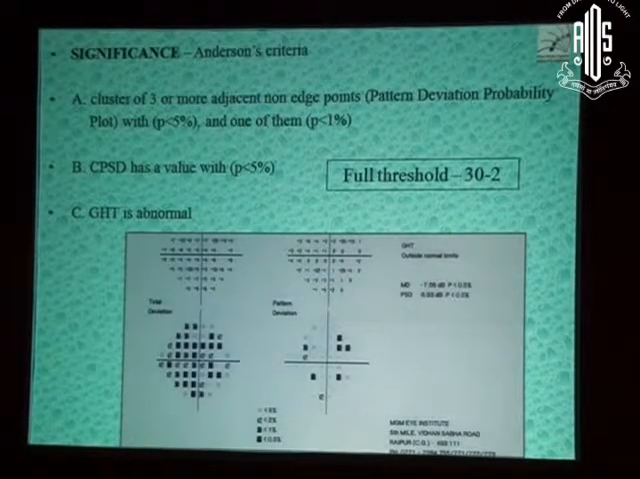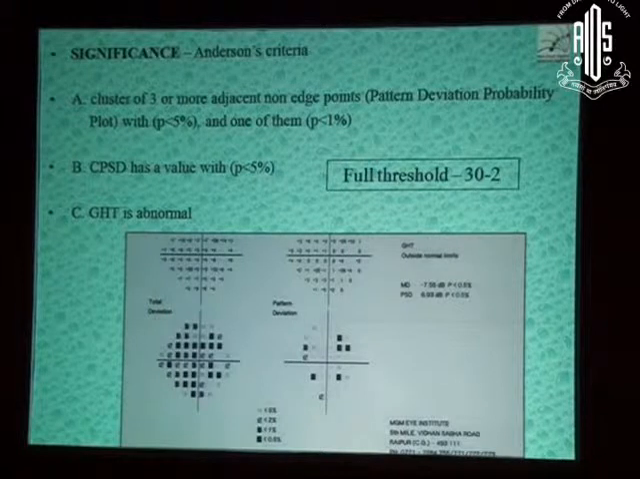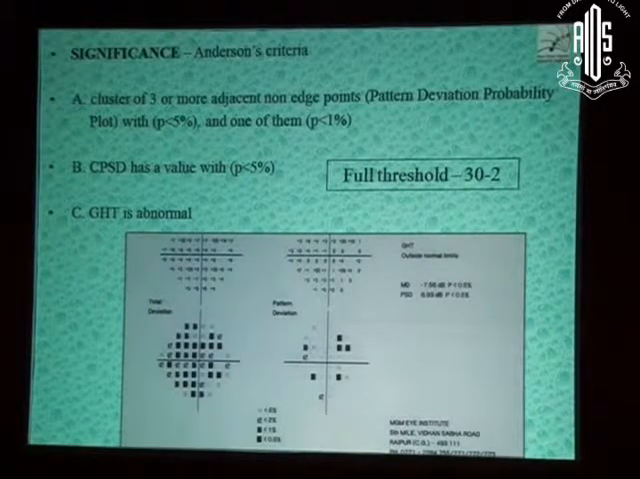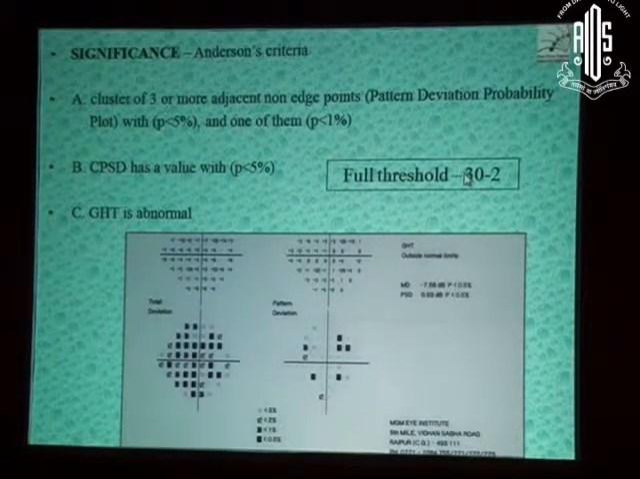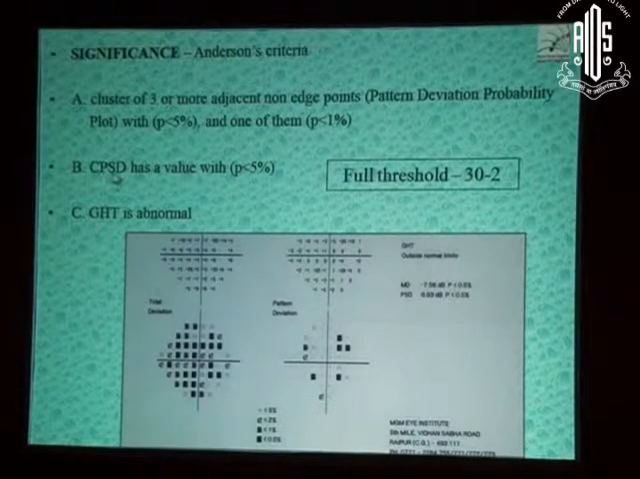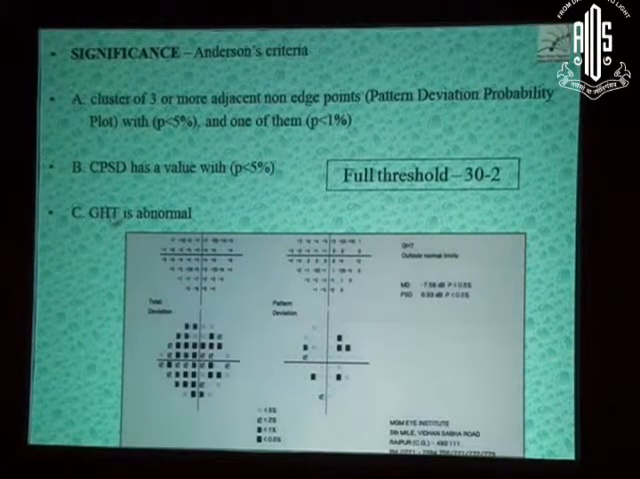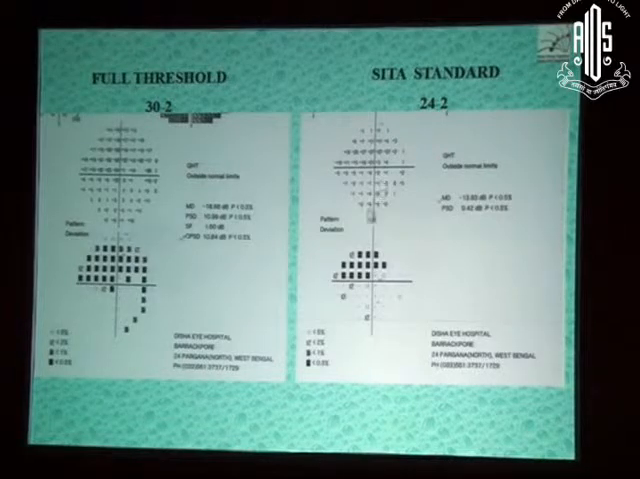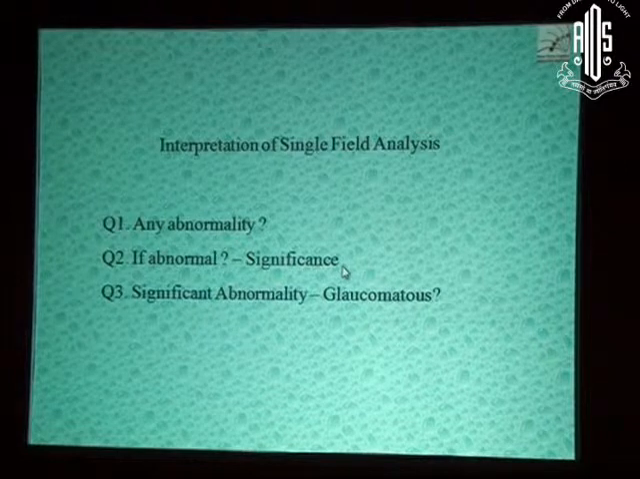There are some significance criteria from Anderson's criteria, which usually indicate a glaucomatous defect with a cluster of 3 or more adjacent non-edge points. That is in the full threshold 30-2 program. But if you take the 24-2 program, then the edge points are included too. Corrected pattern standard deviation in the global indices is less than 5%, and the glaucoma hemifield test is abnormal. In 24-2, you can take the edge points along with the non-edge points.